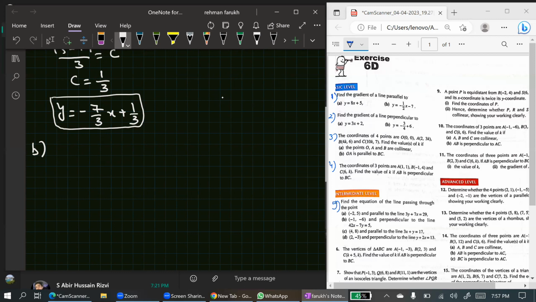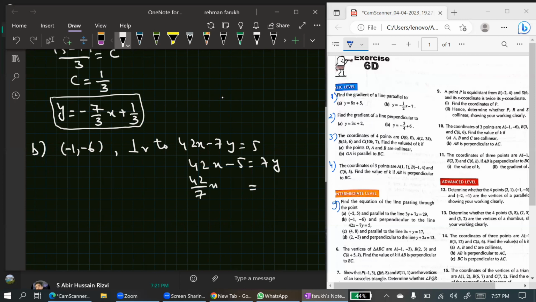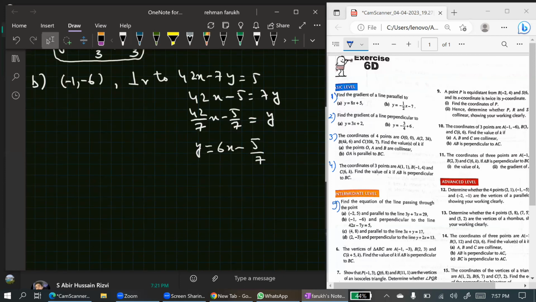Find the equation of the line passing through minus 1, minus 6 and perpendicular to 42x minus 7y is equal to 5. We will find out the gradient of this line by making y the subject, dividing all the terms by 7. Now y is equal to 6x minus 5 over 7. What is the gradient of this line? 6.